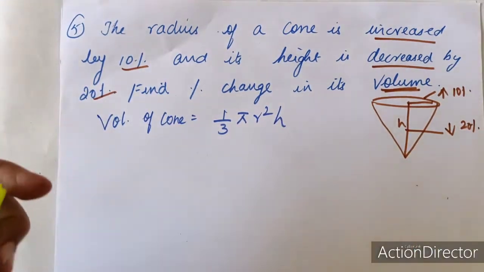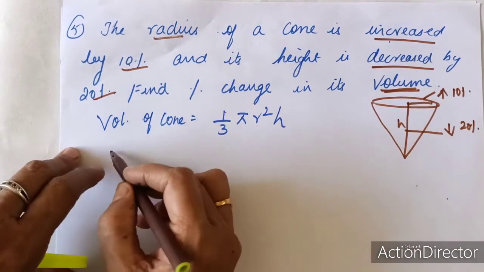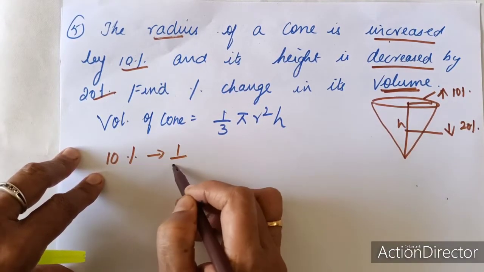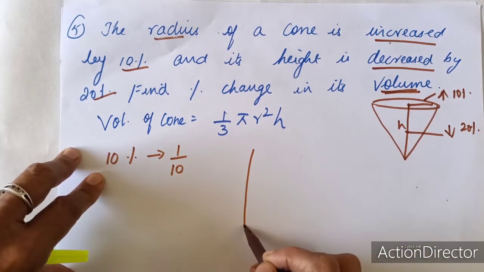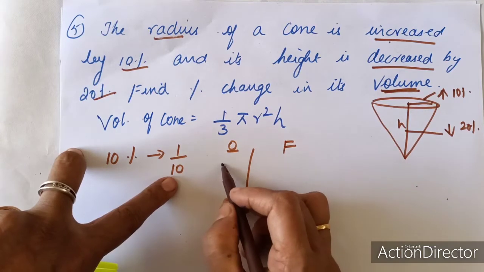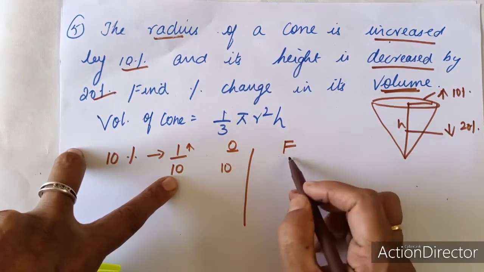So now let us proceed. First, radius is increased by 10%. So first let us find what is 10%. 10% is given by 1 by 10. So now let us make 2 columns. First one is original, second one is final. If 10 is the original, since it is increased, final will be 10 plus 1 will be equal to 11.